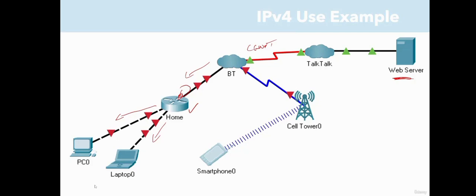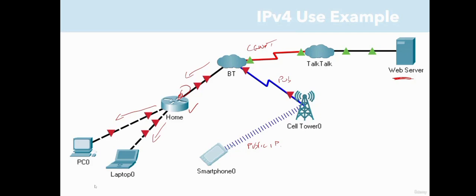Okay, so what happens now is that you've got your smartphone here. Your smartphone is connected to your local cell tower. This will be a public IP address. And of course, the cell tower will connect into another service provider, also using a public IP.